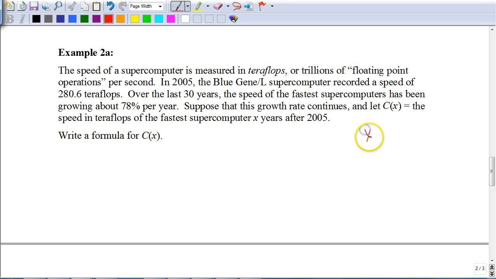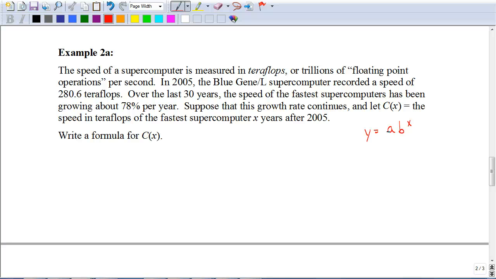Remember, it's always in the form f of x, or y, equals a times b to the x power, where a is your initial amount and b is your growth factor. So let's look at this one. It says the speed of a supercomputer is measured in teraflops, or trillions of floating point operations per second. In 2005, the Blue Gene/L supercomputer recorded a speed of 280.6 teraflops. Over the last 30 years, the speed of the fastest supercomputers has been growing about 78% per year. Suppose that the growth rate continues and that C of x equal the speed in teraflops of the fastest supercomputer x years after 2005. So again, in this case, x would represent the number of years after 2005.